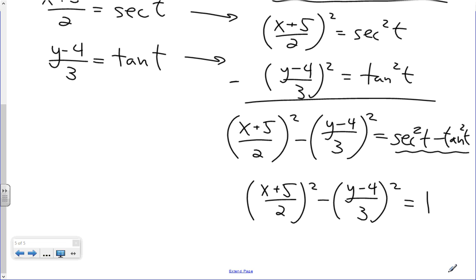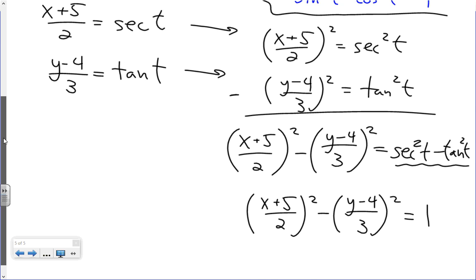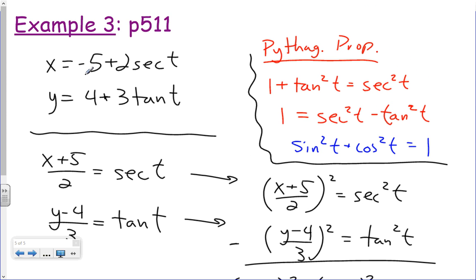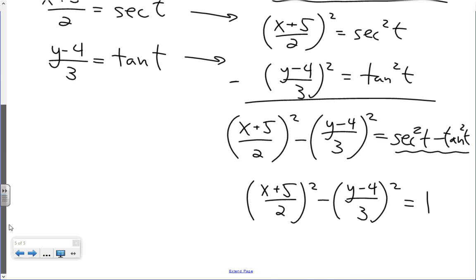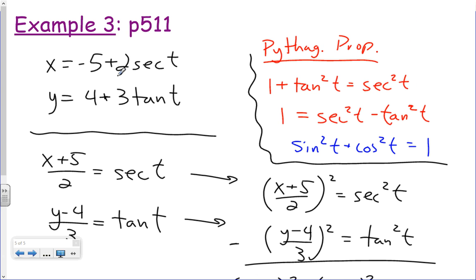If we were to do the same problem again but do it in Cartesian form, this is what we should have come up with. The center is at negative 5, 4. Our x dilation is 2 and our y dilation is 3. That all checks out. That is our transformation going from parametric into Cartesian. All right, that right there is the end of section 10-3.